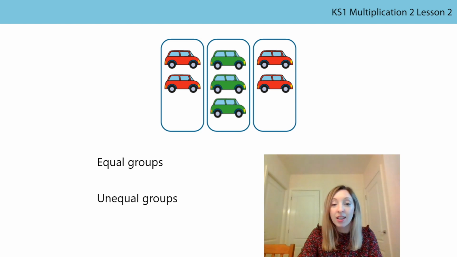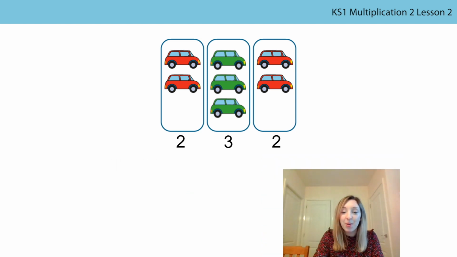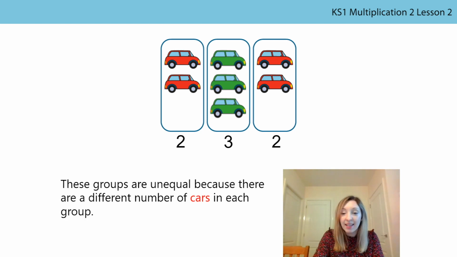What do you think? Do you think the cars are in equal groups or unequal groups? Super. The cars are in unequal groups. There are 2 cars in one group, there are 3 cars in one group, and there are 2 cars in one group. What does that tell us? Fantastic. It tells us that these groups are unequal because there are a different number of cars in each group. Can you say that sentence with me? These groups are unequal because there are a different number of cars in each group. Super.